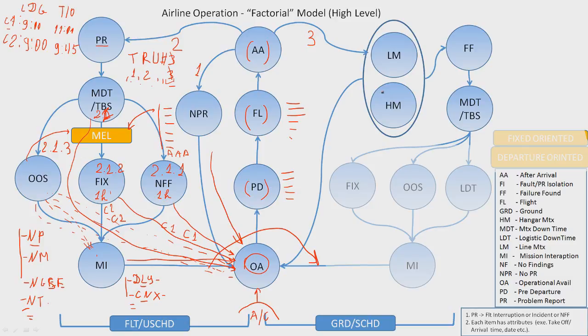So, line maintenance is, I define it the next way: maintenance tasks with the same interval that are combined within one package and don't need a hangar to accomplish this package or this task. We call it line maintenance. So we don't need a hangar.